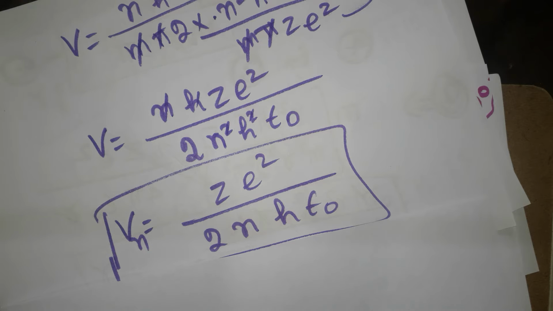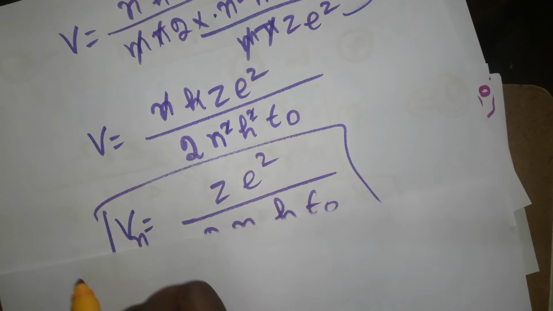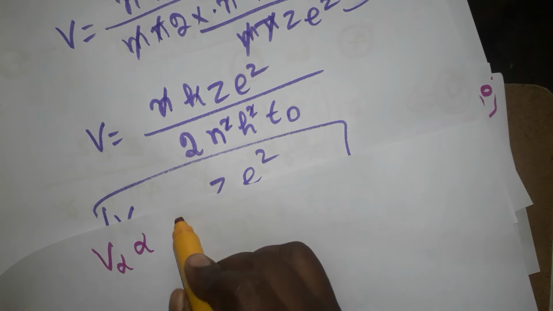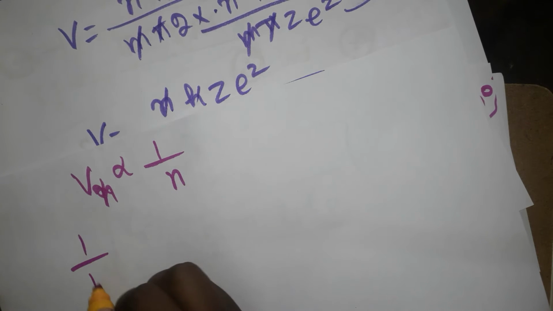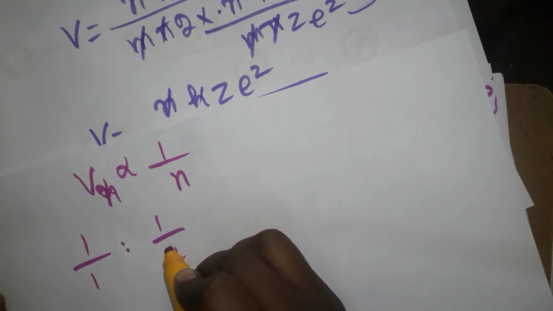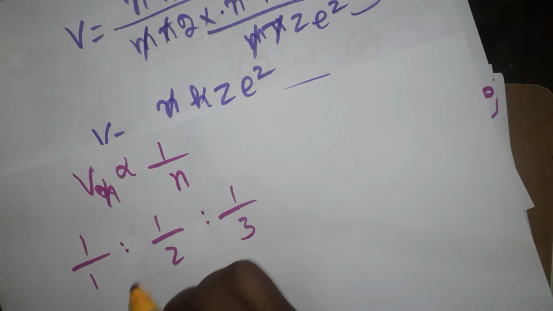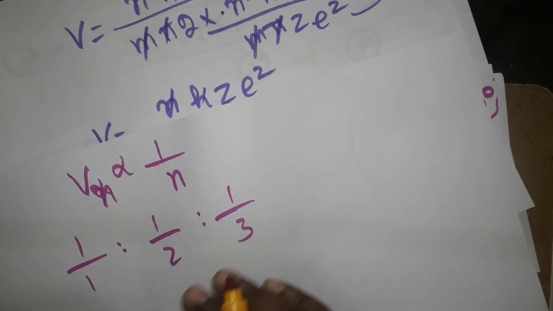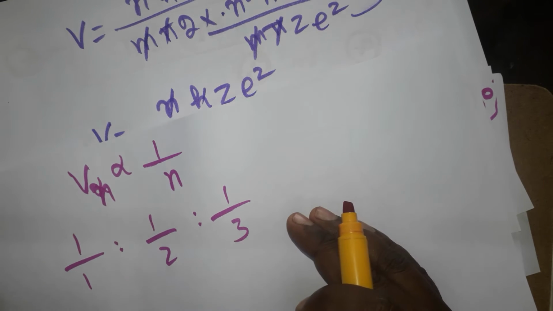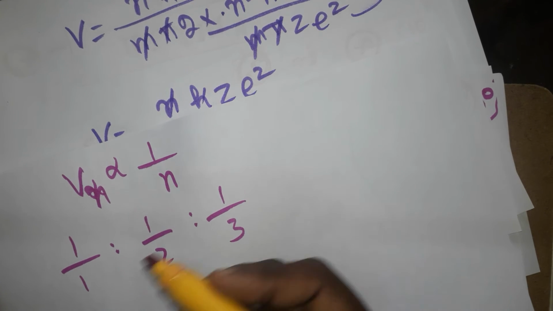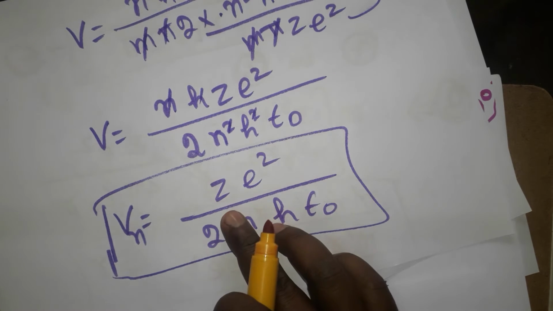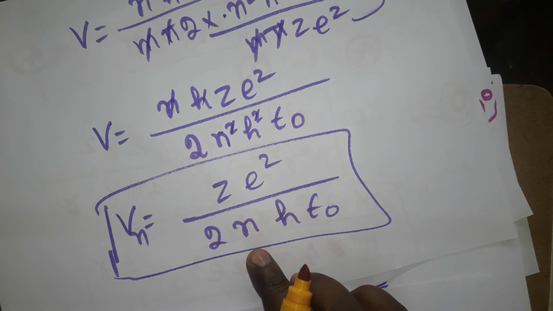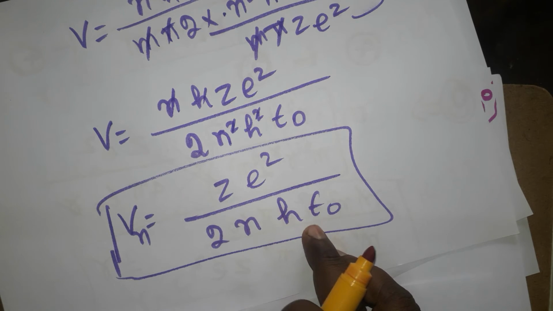Now the ratio: the velocity of the nth orbit is inversely proportional to n. So for the first orbit 1/1, second orbit 1/2, third orbit 1/3. The velocity will be in just the ratio 1/1, 1/2, 1/3. Now the velocity for the first orbit. I know Z is 1, e is the charge of the electron, n is the first orbit, h is the Planck constant, epsilon naught is the electric field constant.